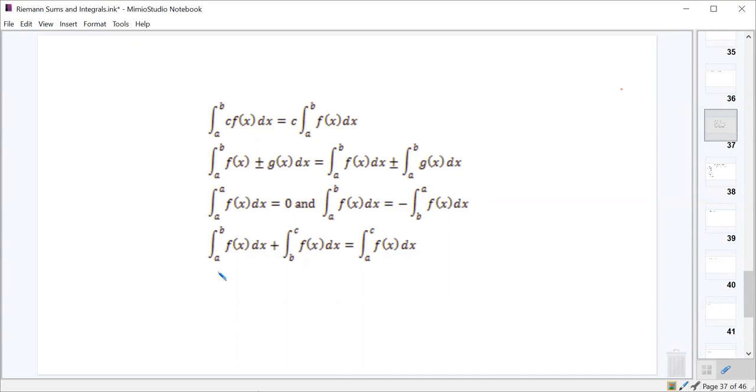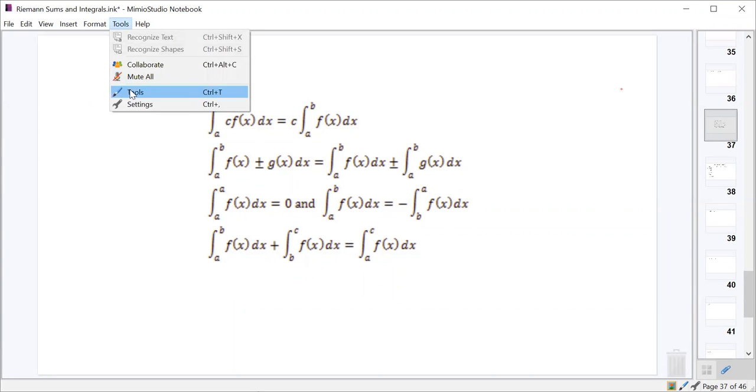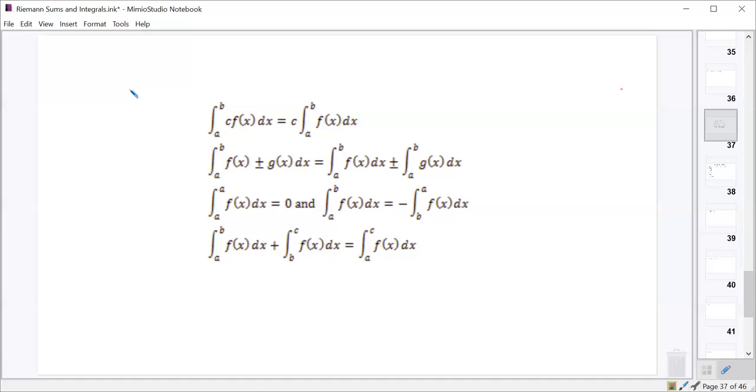And also, if we have the integral from a to b of a function plus the integral from b to c of a function, that should be equal to the integral from a to c of that same function. Good or no? So these are rules we need to know. Everybody good with those rules, or anybody have questions on those rules?